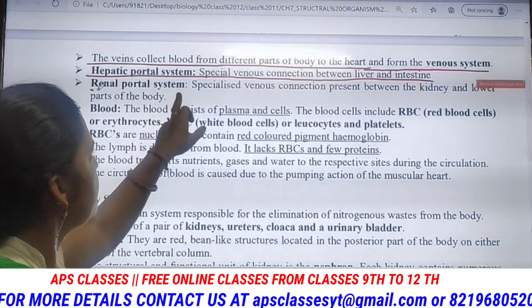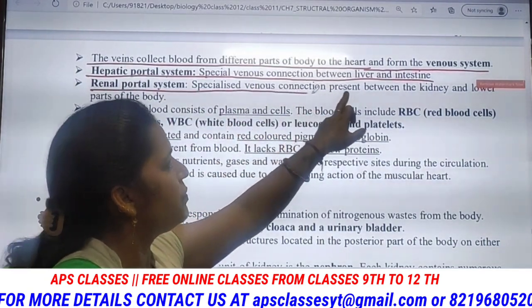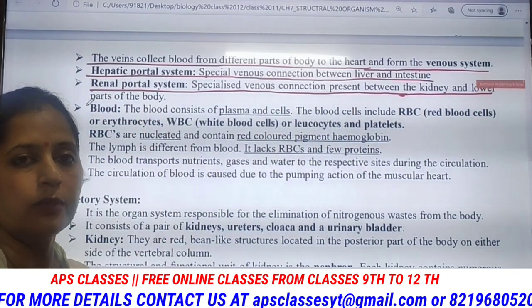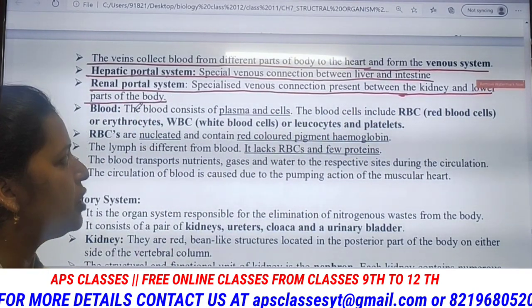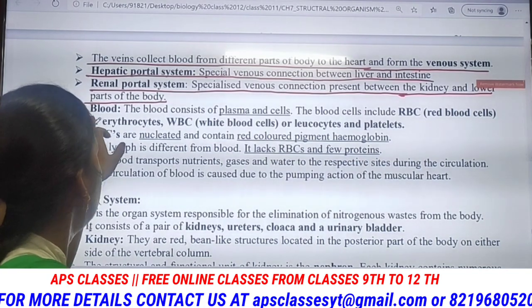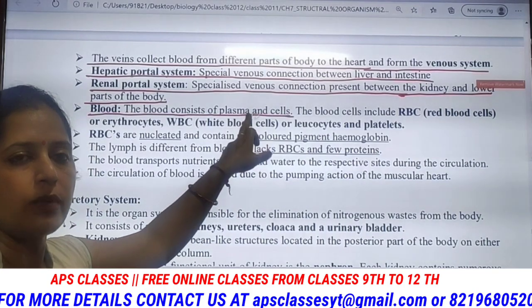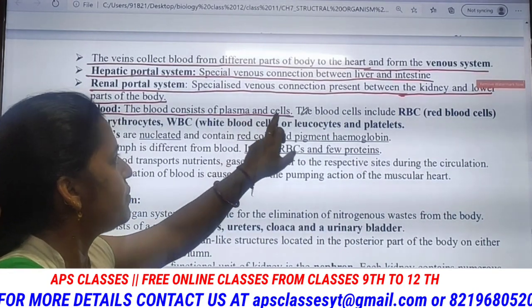Next, renal portal system, a specialized venous connection present between the kidney and the lower parts of the body. But the body's lower parts as well as kidney ke beech mein jo wo special connection hoga. Next is blood. Blood consists of plasma and cells. तो जो blood है वो specially किस चीज को consist करता है? Plasma as well as cells.